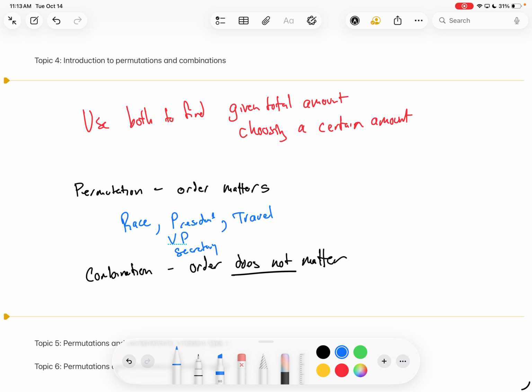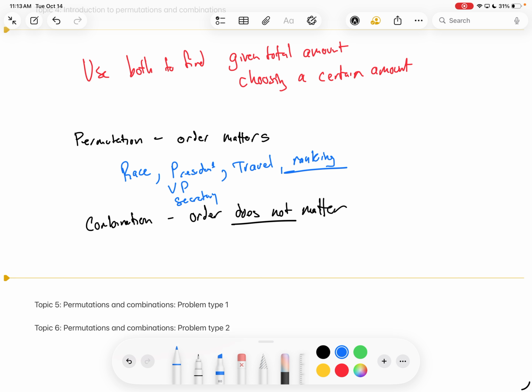Travel is one, the weird one that they use. Like if I was traveling to different cities, the order does matter, right? If I had to go to Miami and Daytona today, I don't want to go to Miami then Daytona. I'd want to go to Daytona then Miami. So like order matters when you travel. Anything that says anything about ranking, like if you're ranking sales associates and things like that, the order matters.